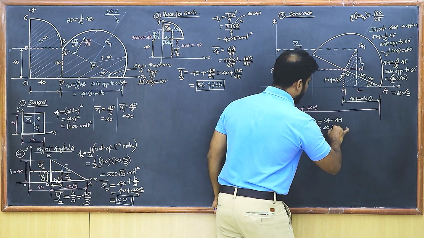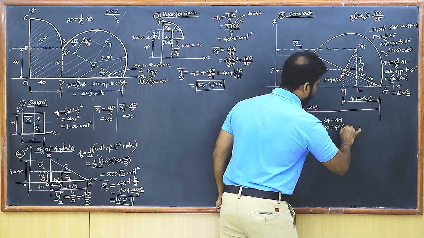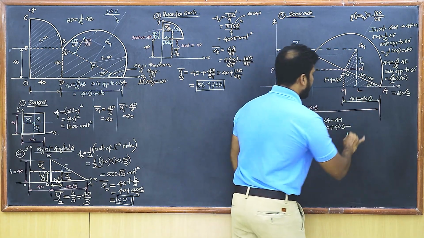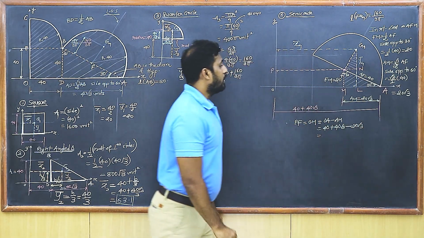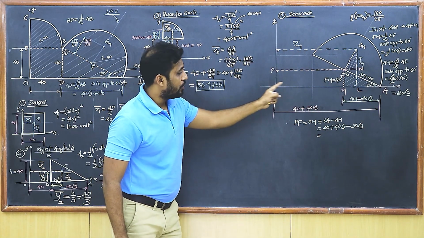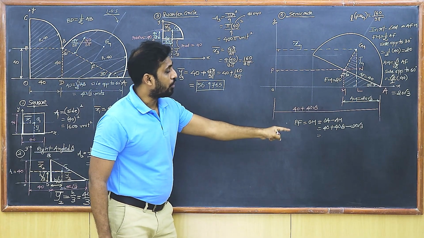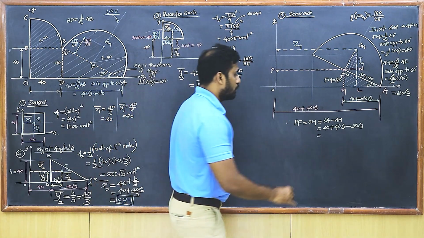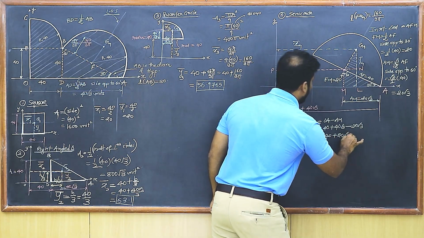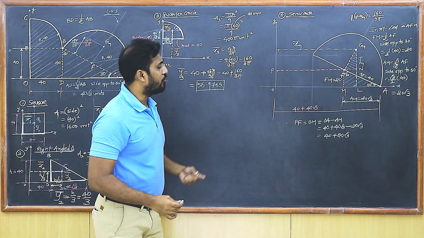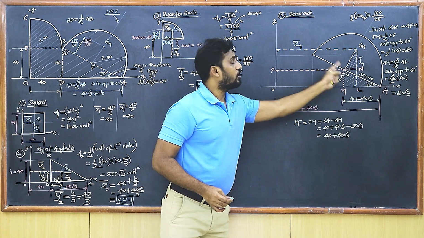It's 40 plus 40 root 3 minus, what is AM? It is 20 root 3. So ultimately the length of PF, or you can say OM, is going to be 40 plus 20 root 3. So it is 40 plus 20 root 3. I'm going to get this calculation a little while from now. So I now know what is the length of PF.